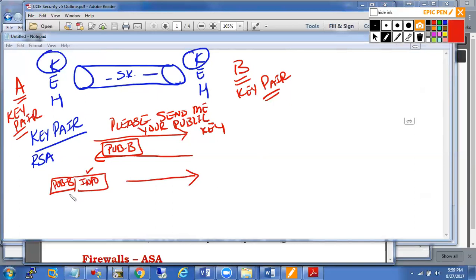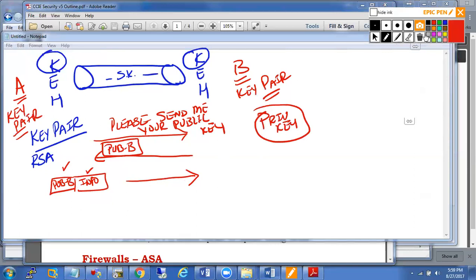Who keeps the private key of B? As the name suggests, private is private. It's only kept on B. So the only one that has the key to decrypt this information that was encrypted by the public key is the corresponding private key. The private key is kept private on B, so he does not give that to anybody. He keeps it local. He gives his public key, says, if you want to send me data, here, encrypt using that, I'll get it. I'll decrypt it using my private key.